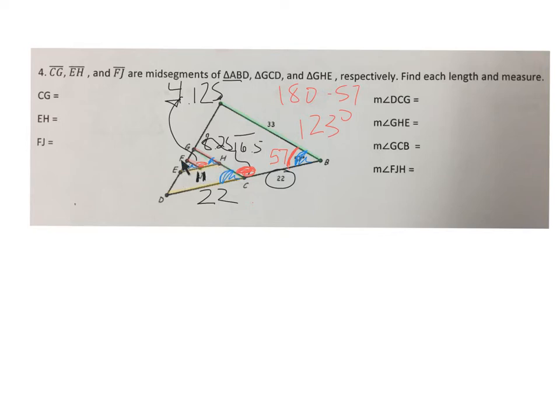That is 4.125. Measure of angle D to C to G. Let's see, there's D, here's C, there's G. That one was 57. And then we have GE, GH, GHE. Yep, that one's 57. And then G to C to B. That one was 123. And F to J to H, FJH, that's probably going to be 123 also. Okay, so filling in everything that you know before you even answer the questions makes the questions really easy.